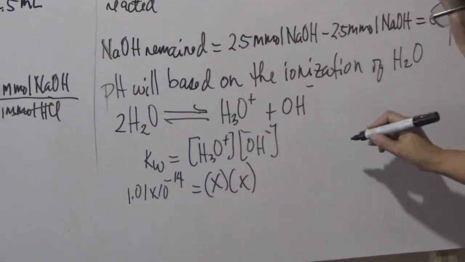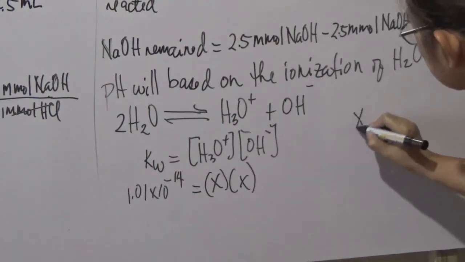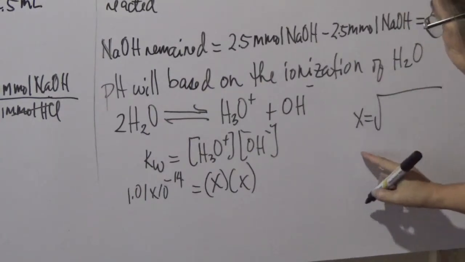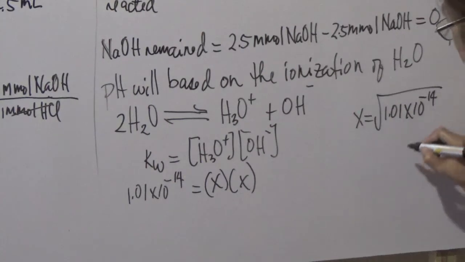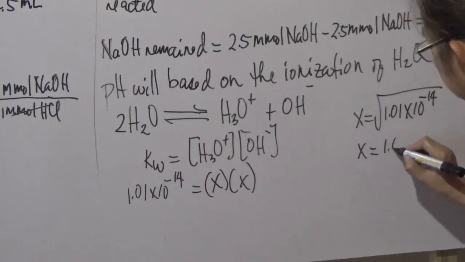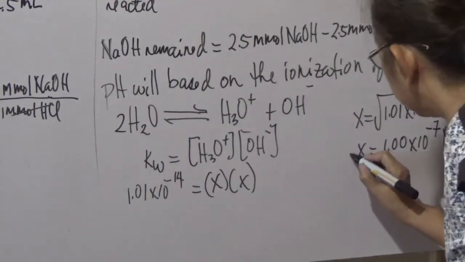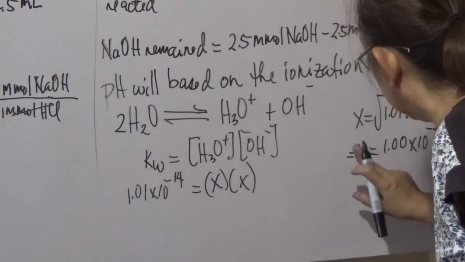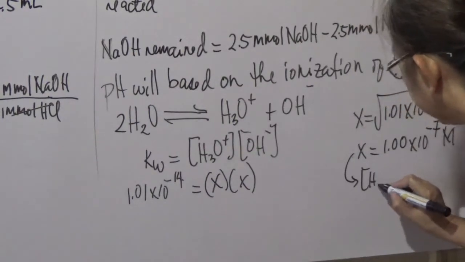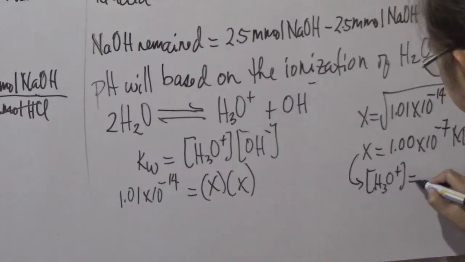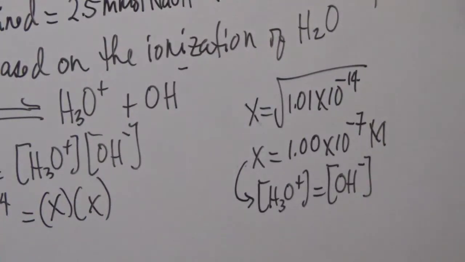So solving for the value of X, this will be square root of 1.01 times 10 to the negative 14. So X then here is 1.00 times 10 to the negative 7 molar, which is equal to the concentration of hydronium ion, which is also the same with the concentration of the OH ion.